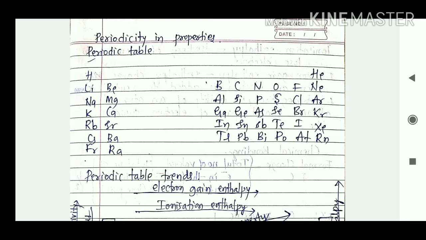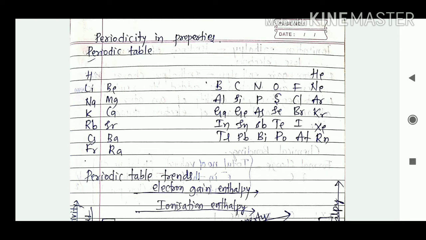So let us start. The first one is periodicity in properties. Actually this is the second class, so we'll continue with the third chapter, the periodic table. This is the periodic table. Let us try to remember one more time. The S block and P block elements: hydrogen, lithium, sodium, potassium, rubidium, cesium and francium. Then we have beryllium, magnesium, calcium, strontium, barium and radium.